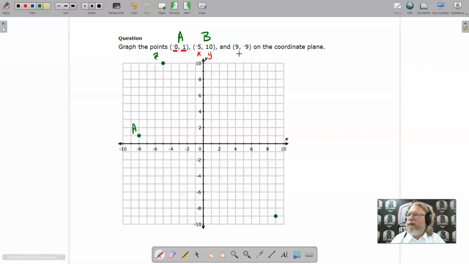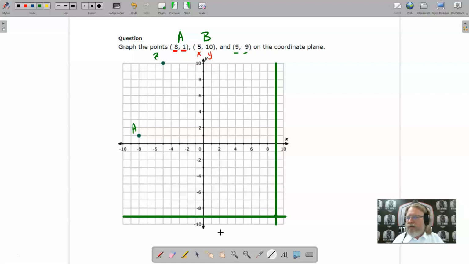And then finally, we have x is 9, y is negative 9. So let's find x is 9. Here's 9 right here, so it's going to be somewhere along this line where x is 9. And then y is negative 9, finding negative 9 right here. We realize that it's going to be where those two lines intersect. So we'll call this point C right there, matching up with the 9 for x and the negative 9 for y. This would be our point C.